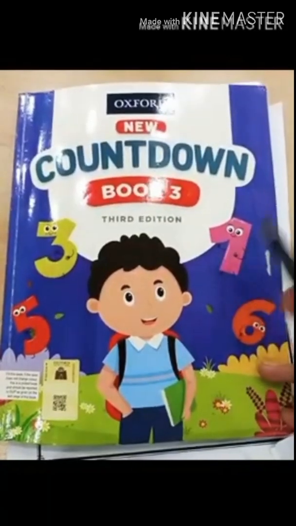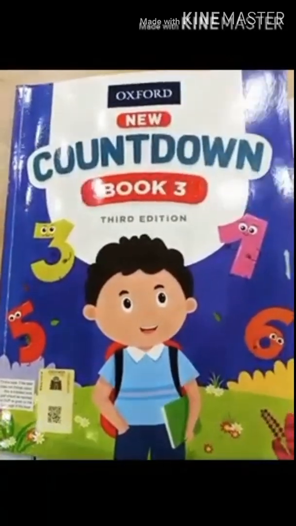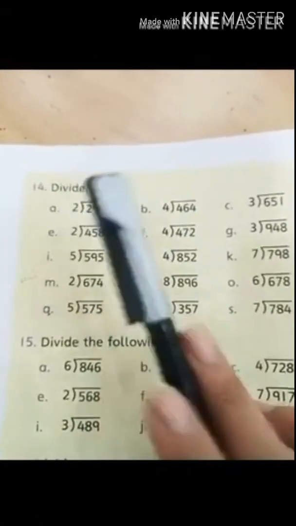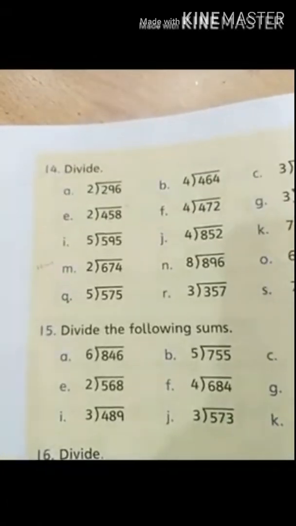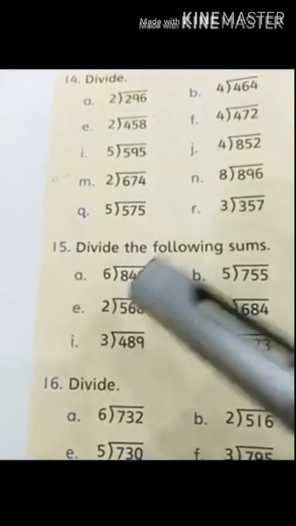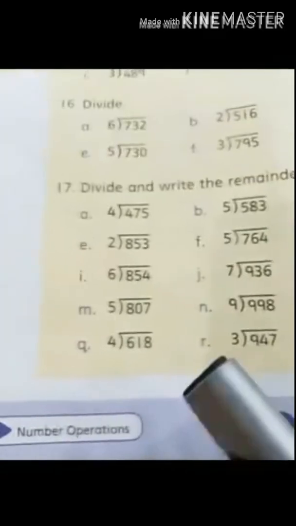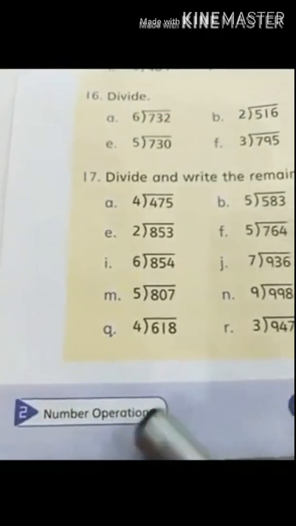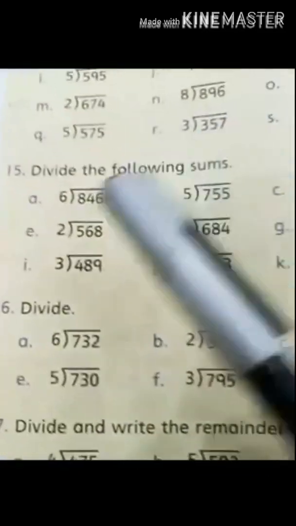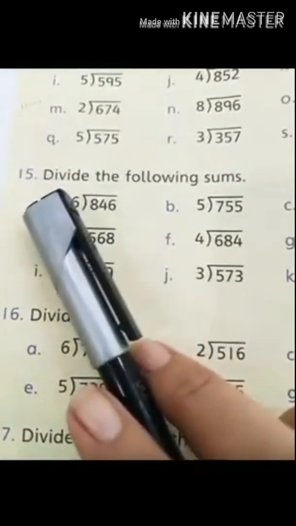Here is our Countdown Book 3. Now open your Countdown. Students, as we have done our question number 14 of division, today we are going to solve question number 15 on page number 96. We are doing the division chapter, Chapter 2, Number Operations, and we are doing the exercise of Chapter 2. So students, our today's topic is question number 15.